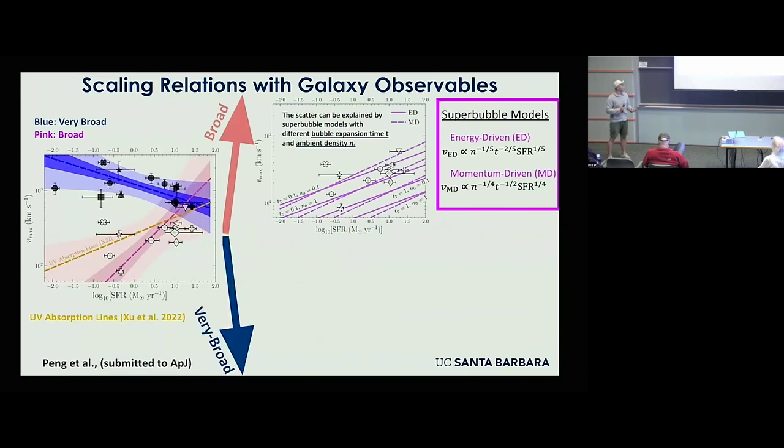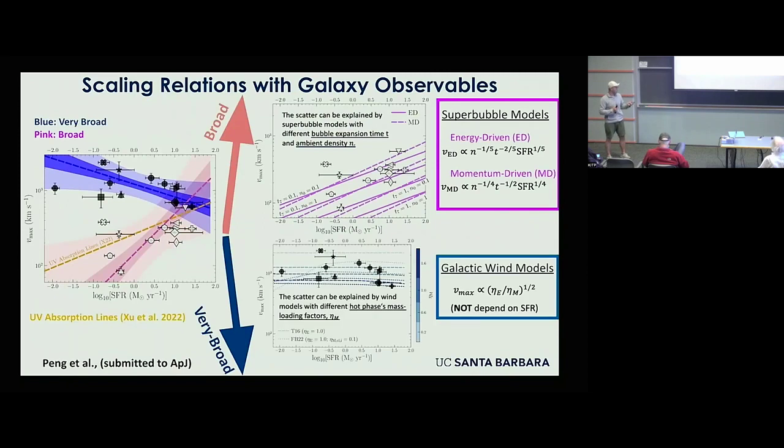In contrast, for the very broad components, we found that their scatter can be explained by different galactic wind models with different mass loading factors of the hot phase. Our conclusion is that the broad component is tracing the expanding superbubble shells, but the very broad component is tracing the free-flowing galactic wind that is formed from the superbubble blowout. There is another paper we accepted earlier this year, where we reached a similar conclusion based on one of these galaxies using IFU data.